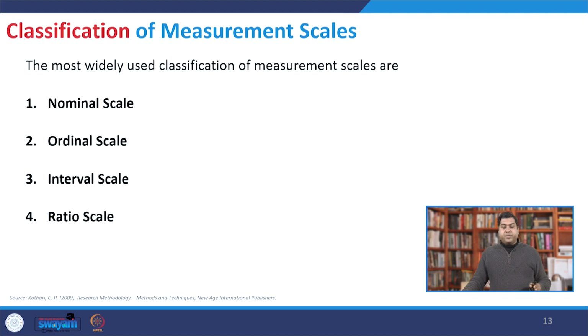Now, classification of measurement scale. The most widely used classification of measurement scales are nominal scale, ordinal scale, interval scale and ratio scale. If you have a clear idea about these four scales through this lecture, and later study a little more through the references, and have a very good grip on all this, then it will definitely help a lot to determine what scale you require for your own study and how to use it for your research.